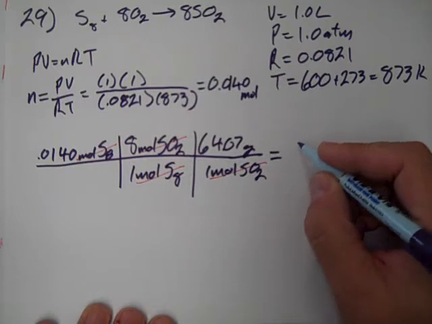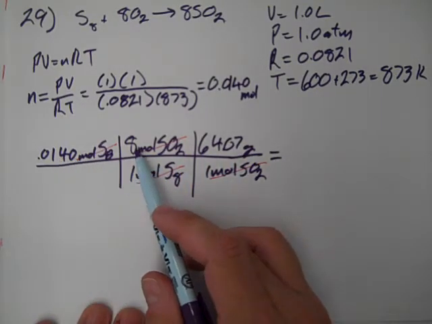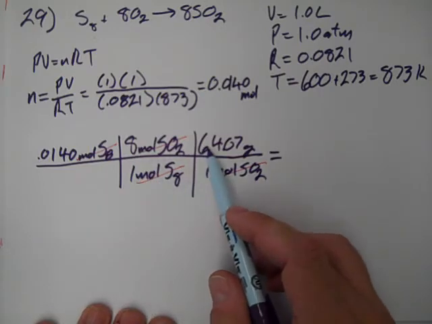So, multiply across the top, 0.0140 times 8 divided by 1 times 64.